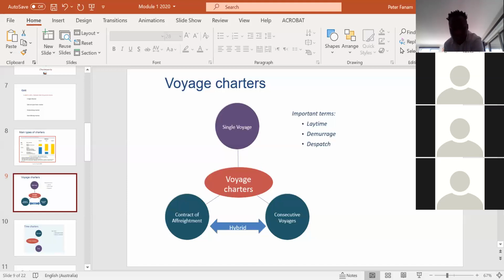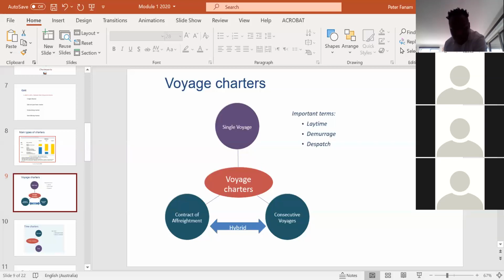The consecutive voyage and the contract of affreightment, we sometimes say they are hybrid voyage charters. They are hybrid because they have some elements which are common to a time charter as well. But apart from consecutive voyage, the contract of affreightment is much broader and more complex than the consecutive voyage.